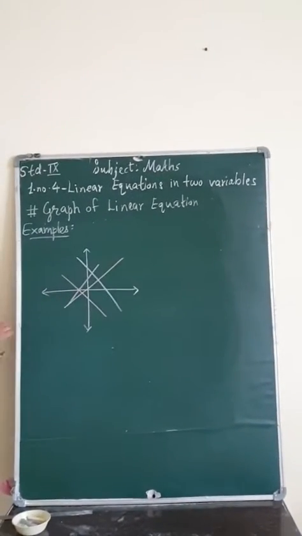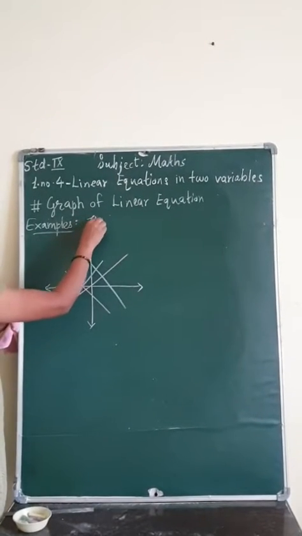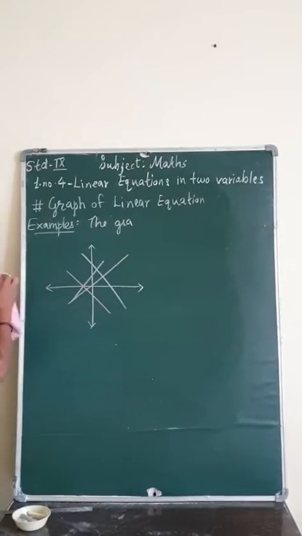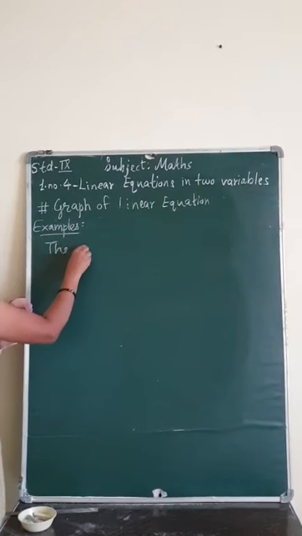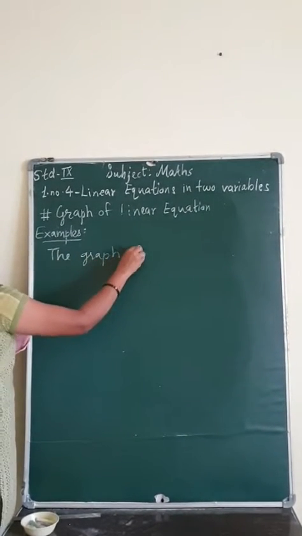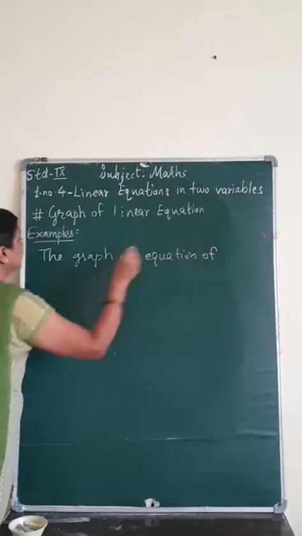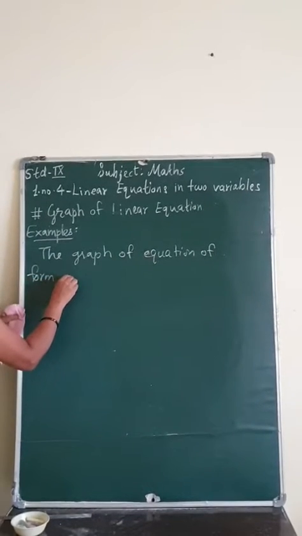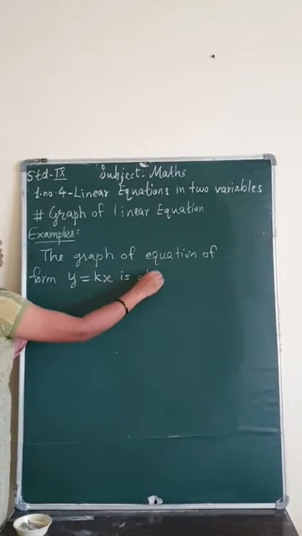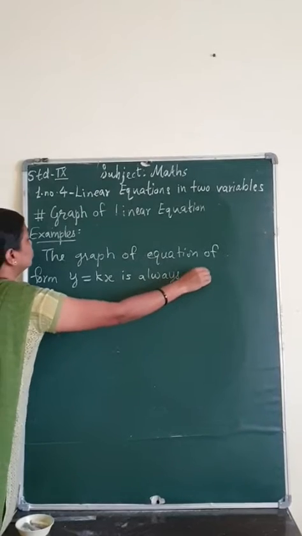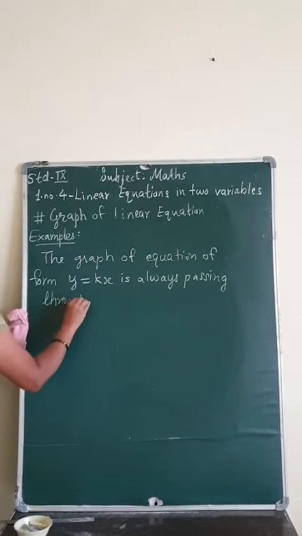And then what we can say here is that the graph of an equation of the form y is equal to kx is always passing through the origin.